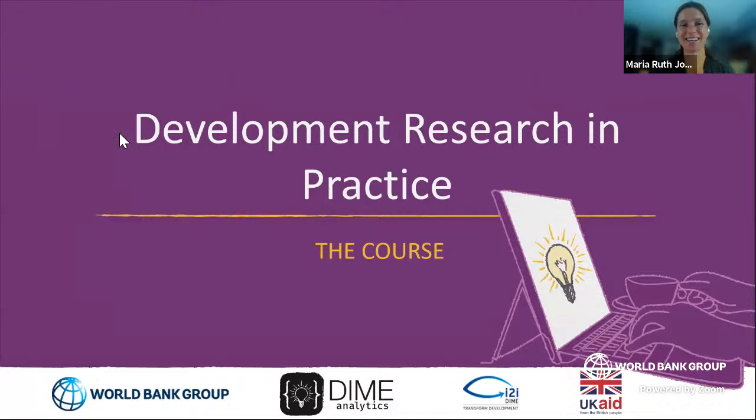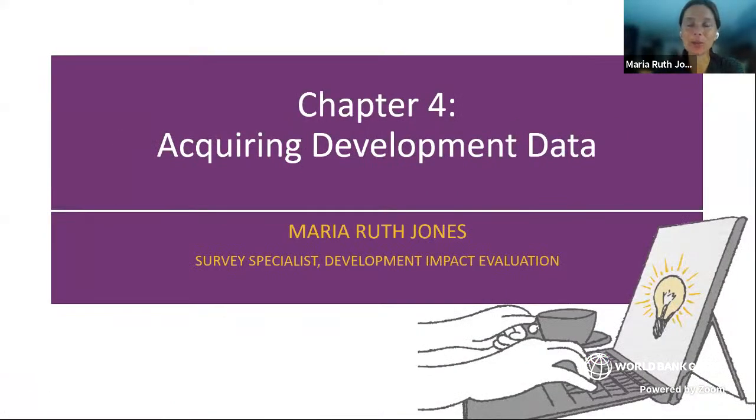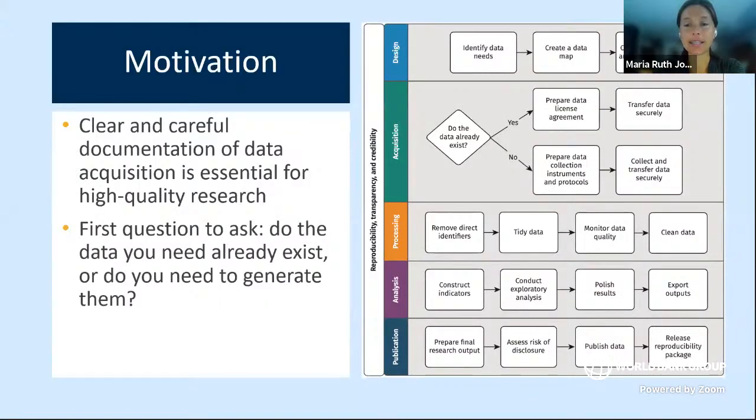Okay, let's go ahead and get started. So this is week 4, which covers chapter 4 of Development Research and Practice, Acquiring Development Data. This chapter focuses on data acquisition of all types, whether it's primary data or secondary data, data that's publicly available, data that's privately accessed. And the focus in this chapter is on clear and careful documentation of data acquisition, which is essential for high quality research. So we focus throughout on how to maintain quality as you acquire data.